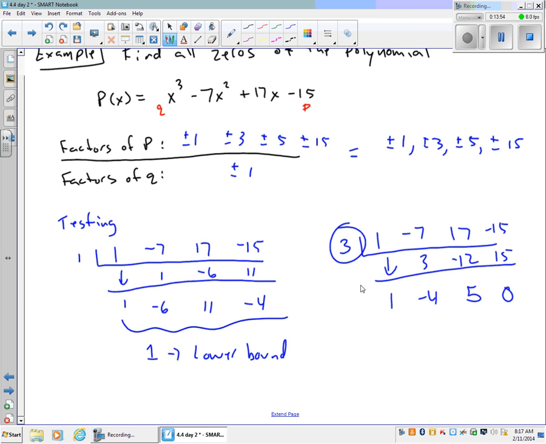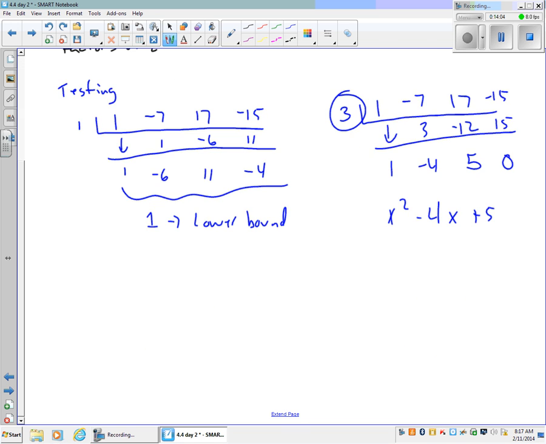Now the polynomial we get here is going to decrease by 1 exponent. So we get x squared minus 4x plus 5. And with that, we can factor that or use quad 3 on the calculator. And actually, we cannot factor that, so we have to use quad 3 or the quadratic formula. And using the quadratic formula, we're going to get the opposite value of negative 4 plus or minus the square root of 16 minus 4 times 1 times 5 all over 2 times 1.